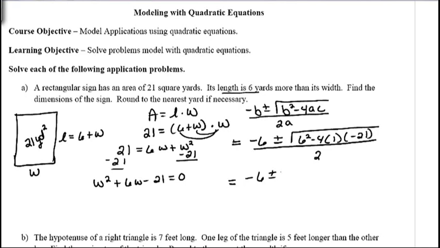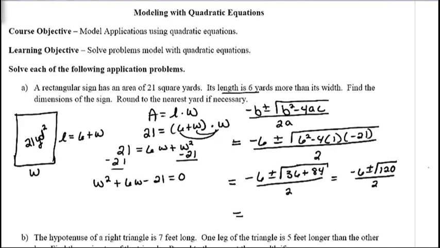So we have negative 6 plus or minus the square root of 36 plus 84, and this is all over 2. So add the 36 and the 84 together, and we get negative 6 plus or minus the square root of 120, and this is all over 2. And we're going to round this to the nearest yard if necessary. You don't need to simplify this square root since we want it in decimal form anyways.